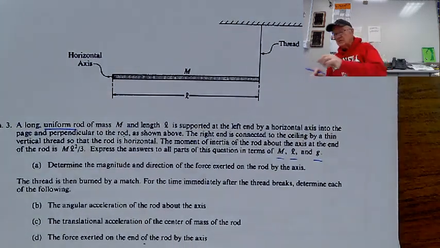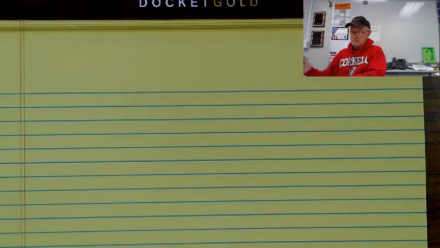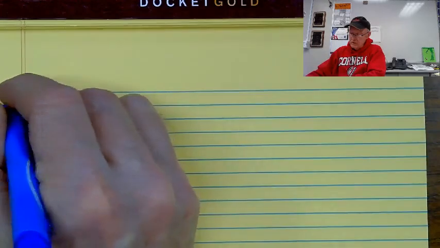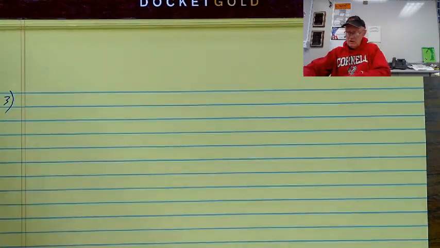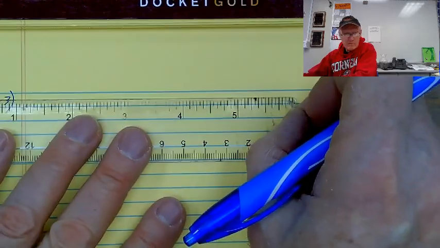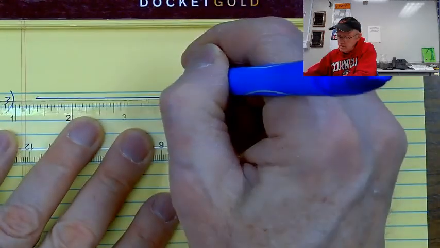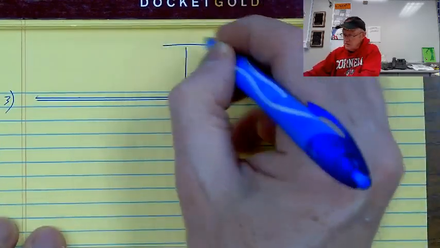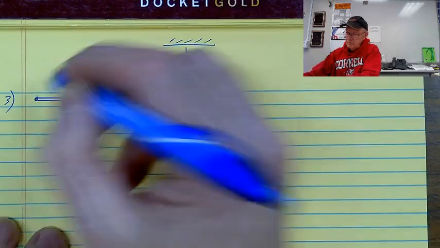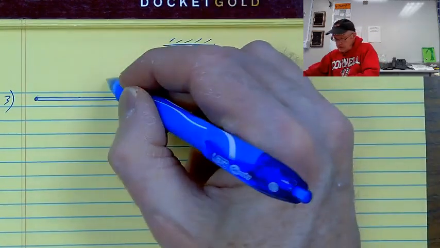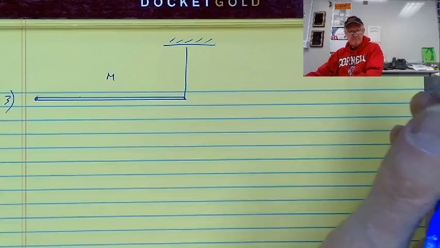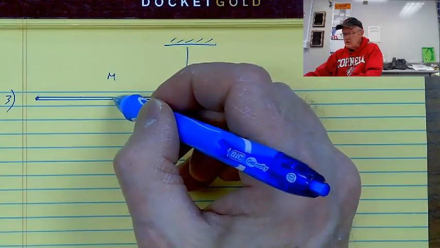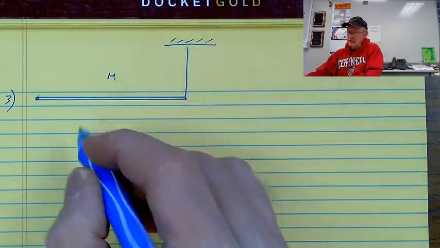We have the rod, we have the string, and we have the pin. Now this thing has mass M, and we're told it's uniform. Uniform means we could set up a free body diagram, still showing forces where they're applied. This is mg, this is the tension of the string, and this is the force of the pin, or force of the axis.